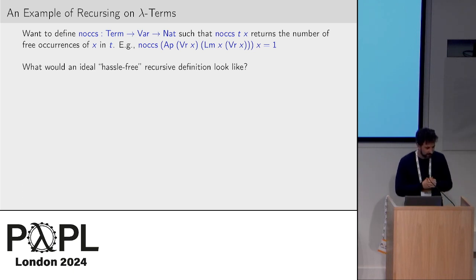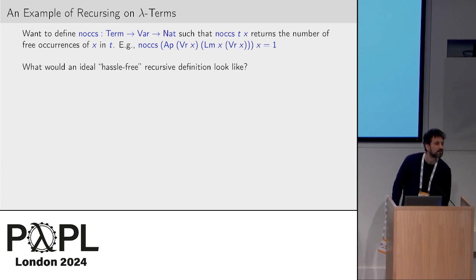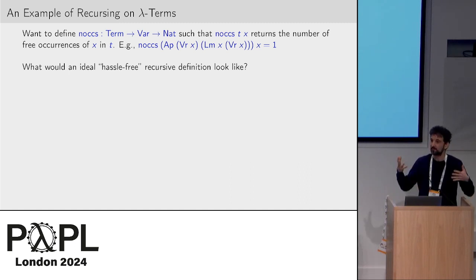So let's consider this operator that takes a term and a variable and returns the number of free occurrences of that variable in the term. For example, you see here the term on the left. How many times does x occur free in it? It's just once, because the left-hand side occurrence is free, whereas the others are bound. So this is what we want to define.